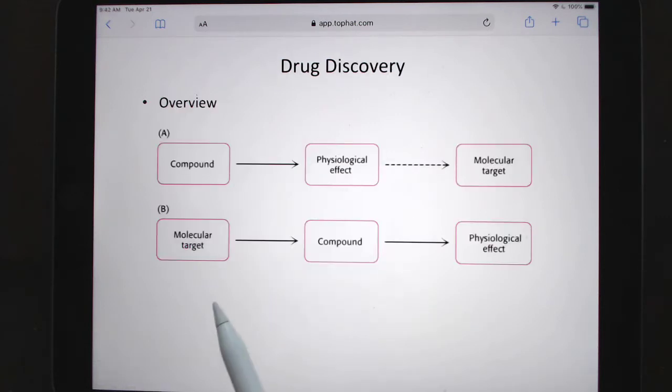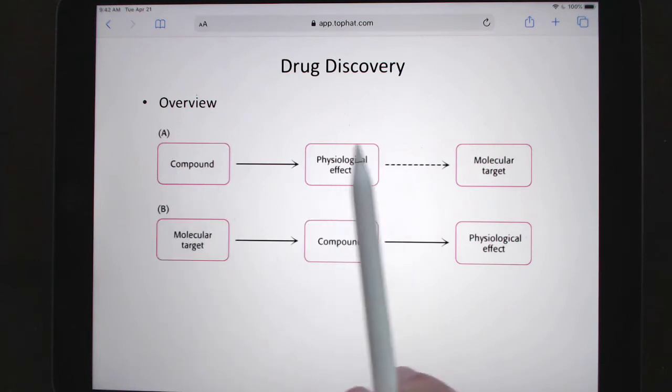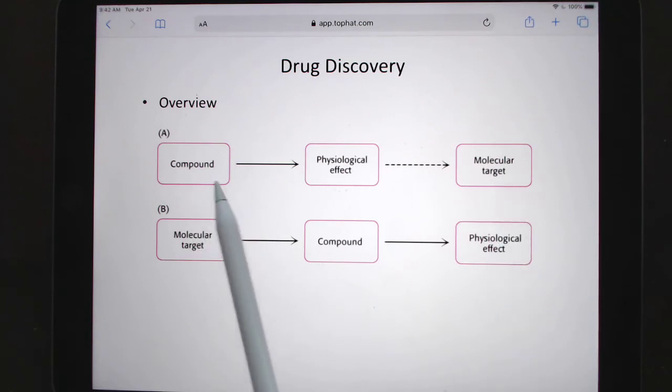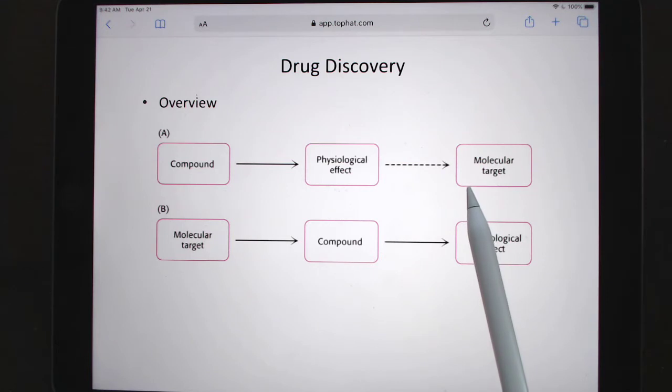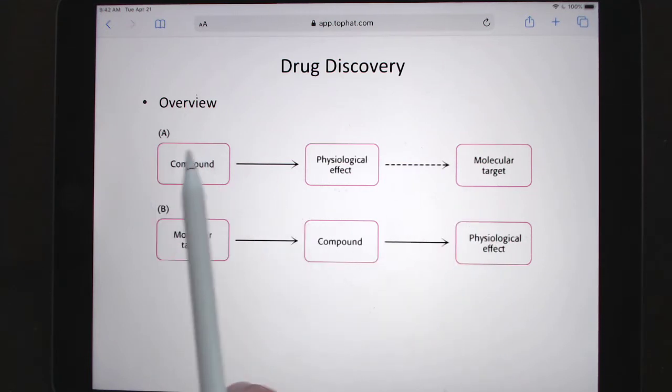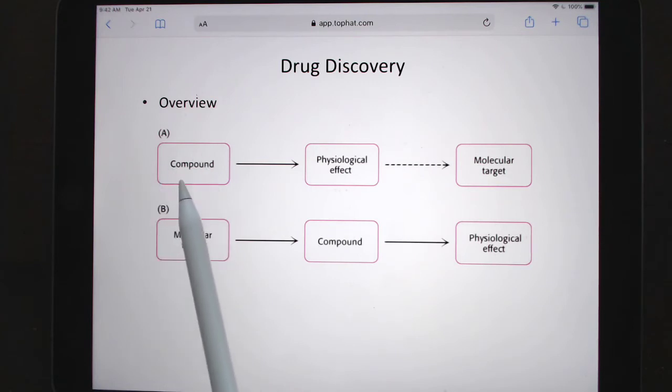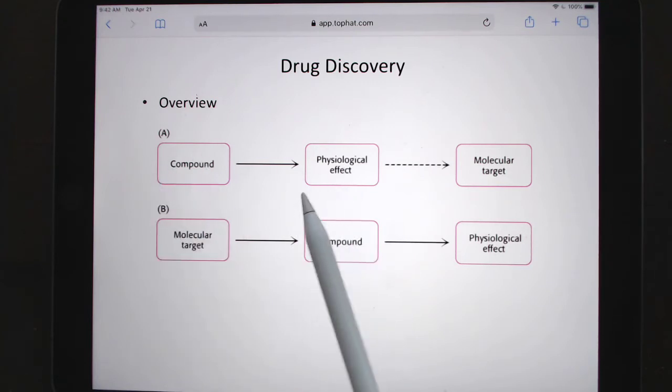So the process is usually one of two ways, a very broad scheme. You have a compound and you notice that it has a physiological effect. From there, you try to discover the molecular target so you can understand the drug. So this would be the classic natural products. Folk medicine would say, hey, if you drink this kind of tea for this kind of condition, then you can go in and isolate the compound and see what it goes after.